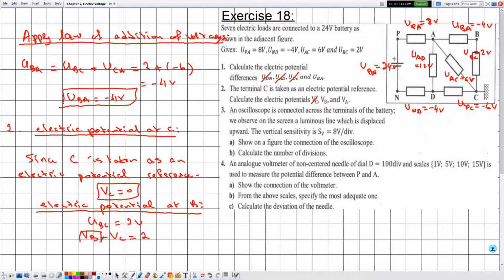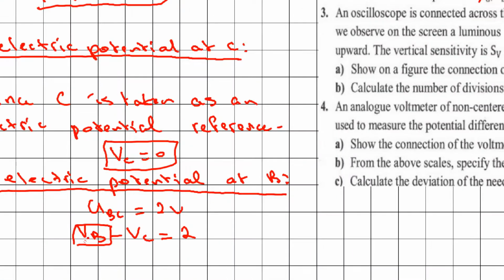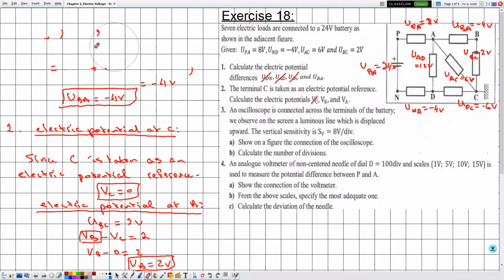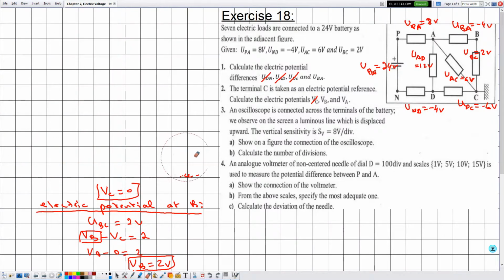So what's the type of this equation? This is a linear equation with one unknown, the unknown is VB. Because VC is given by 0, VB minus 0 is equal to 2. Then in this case, VB is equal to 2 volts. Then we are done with the point B. Now we are interested in determining the potential at the point A.